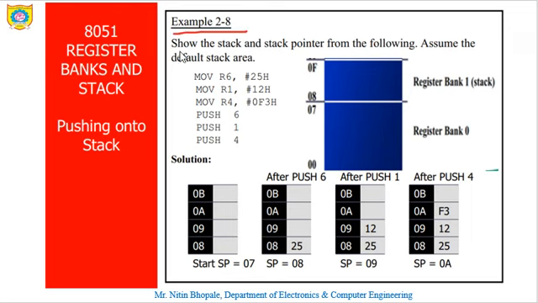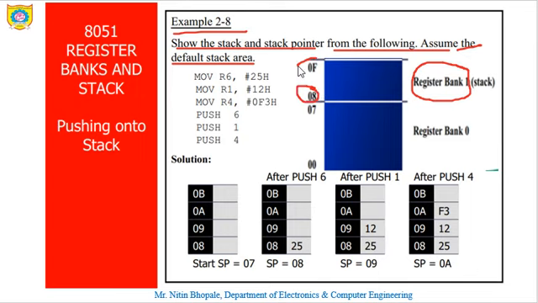The statement is quite simple to understand. Show the stack and stack pointer from the following. Assume the default stack area. When we say the default stack area, it starts with register bank 1, so it will start from 08 location up to 0FH location. That is the default stack area.